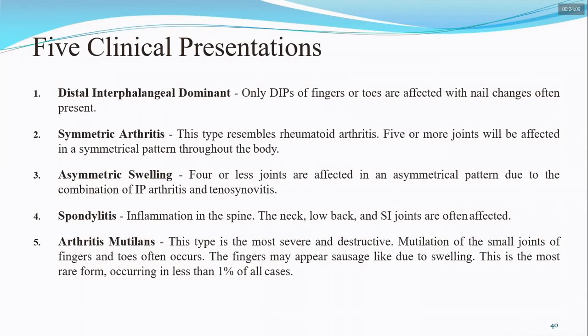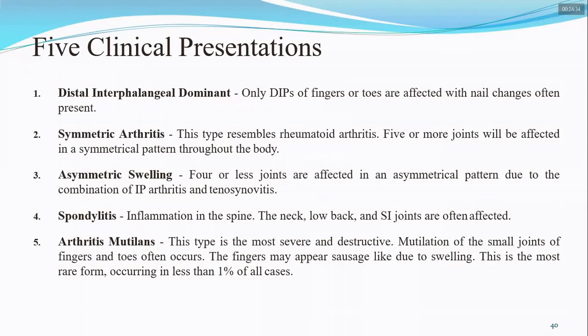Now coming to the symmetric arthritis, this typically resembles rheumatoid arthritis. Five or more joints will be involved. And there is asymmetrical swelling. Some joints may have very huge swelling, some very little, some may be very red, some less red. There will be asymmetric swelling as an asymmetric feature of the joint. And spondylitis, that is the inflammation of the spine. Neck, low back, and sacroiliac joint are often affected.